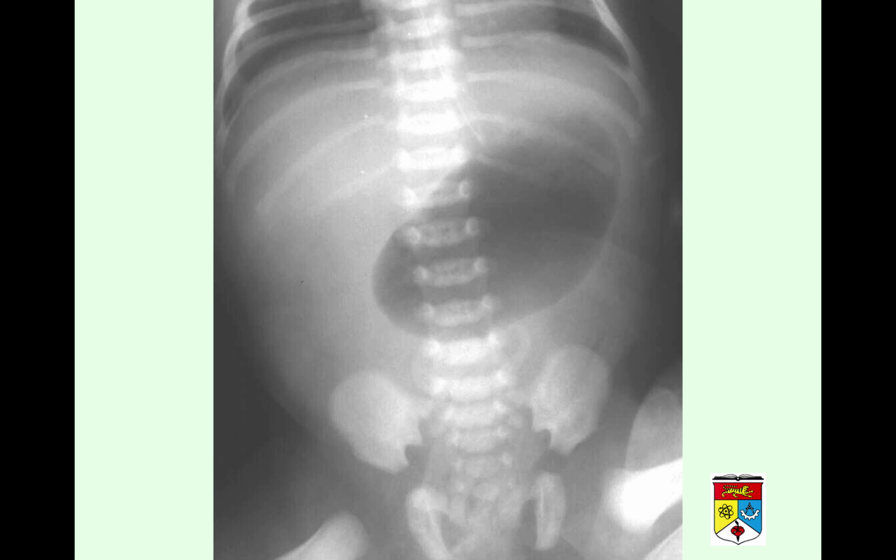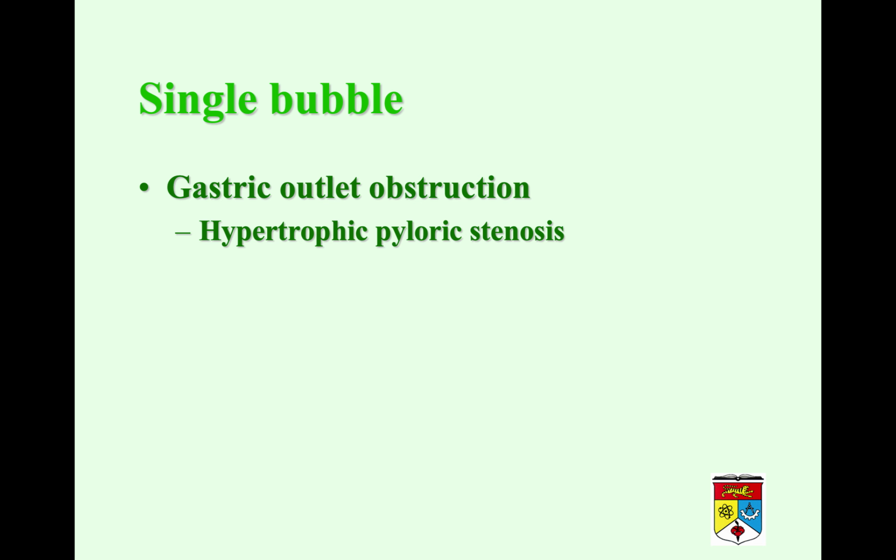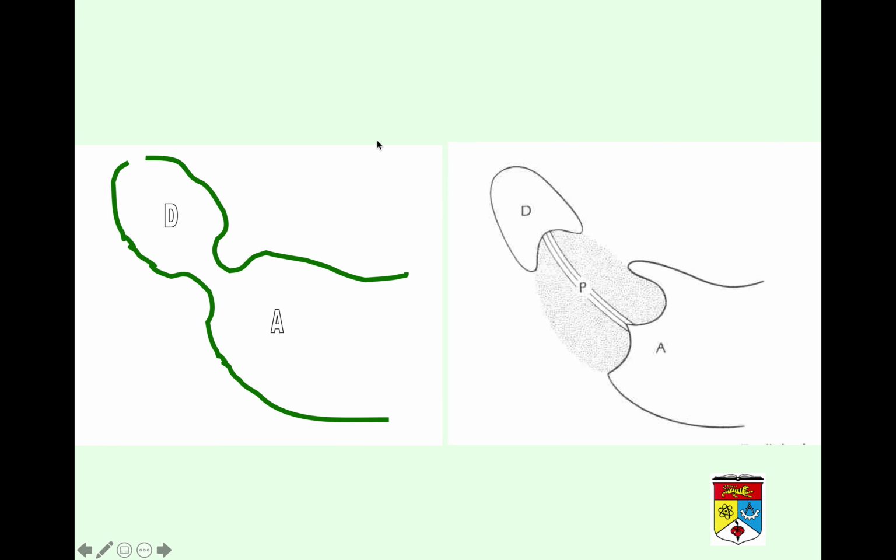Okay, now what about this one? This is obviously a single bubble sign on an abdominal radiograph, because whenever you have a single bubble, you have to think about hypertrophic pyloric stenosis. What is that? It's actually a thickening of the pylorus. So this is the antrum of the stomach, and this is the first part of the duodenum, and you have a pylorus in between, which is a channel that communicates the stomach into the duodenum, right?